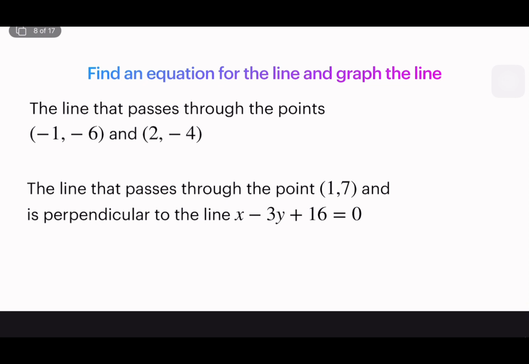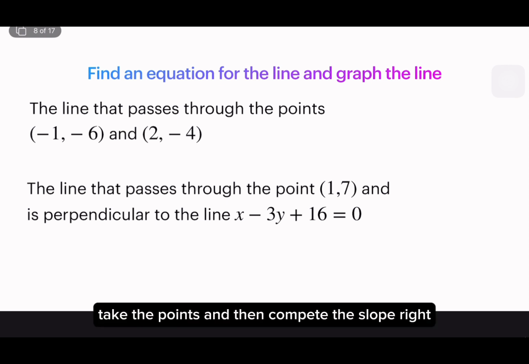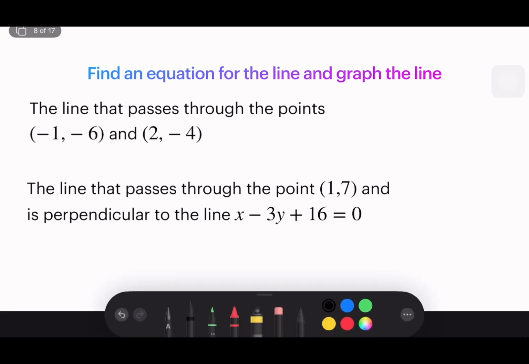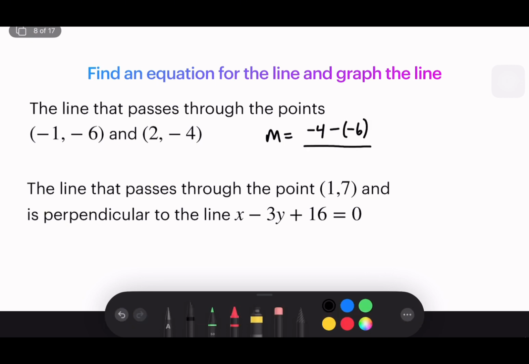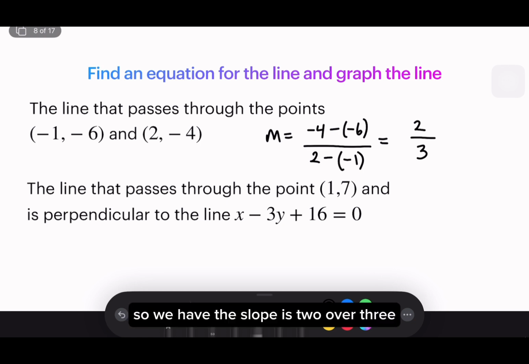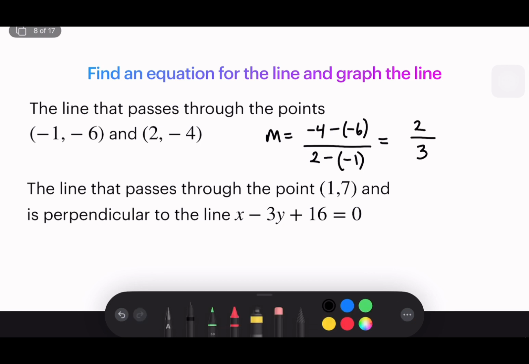I think number 1 is easy, right? You can just take the points and then compute the slope, right? So the slope is -4 over -6. So we have the slope is 2/3.